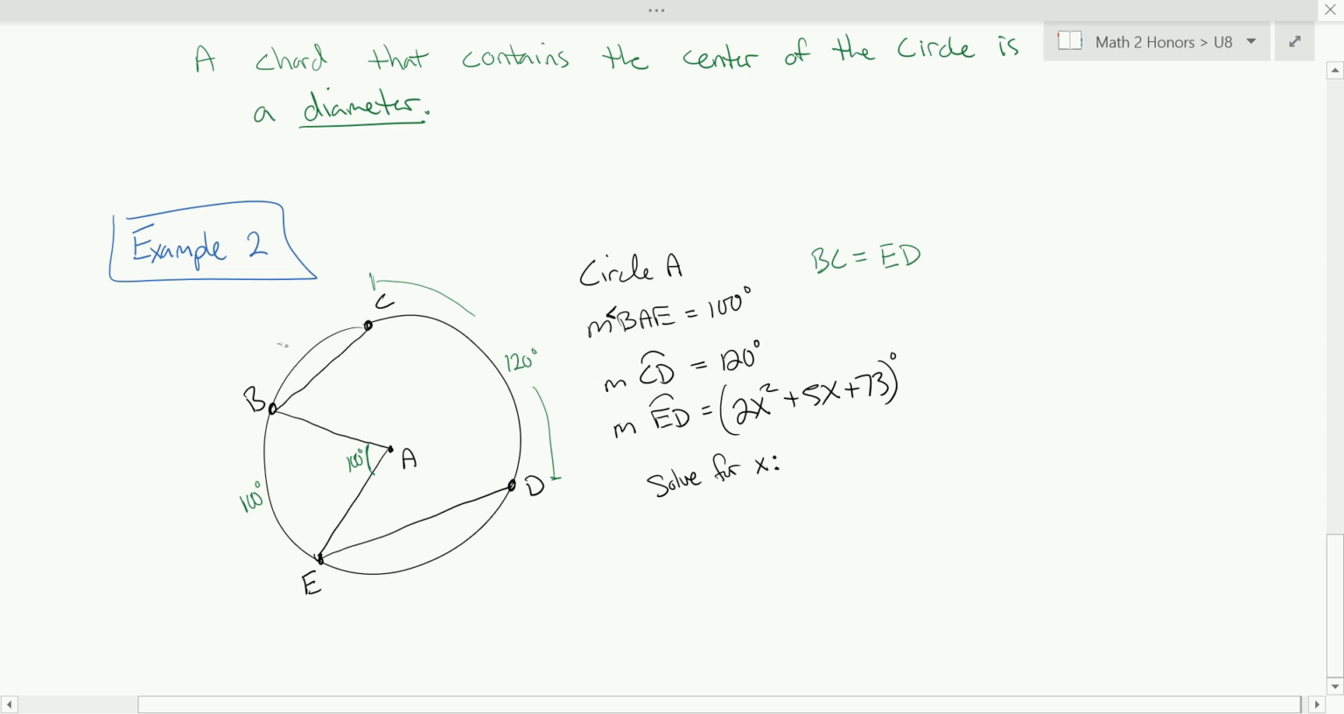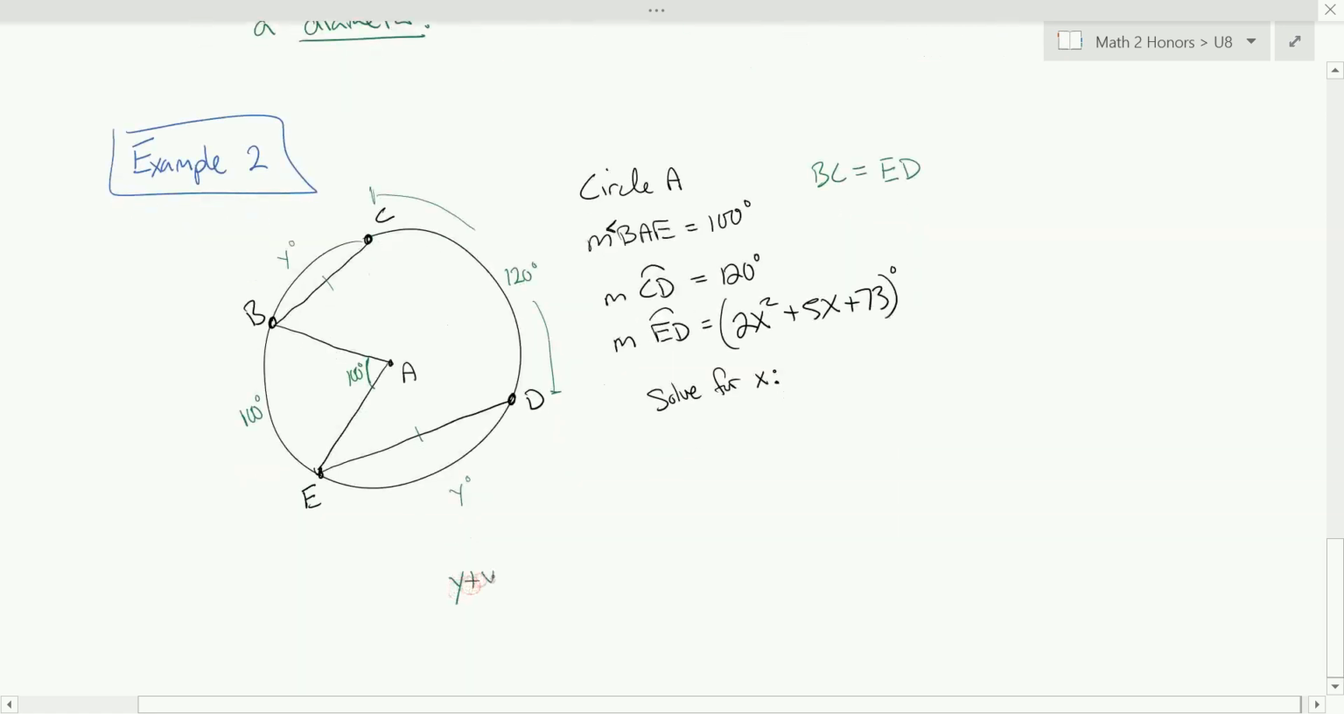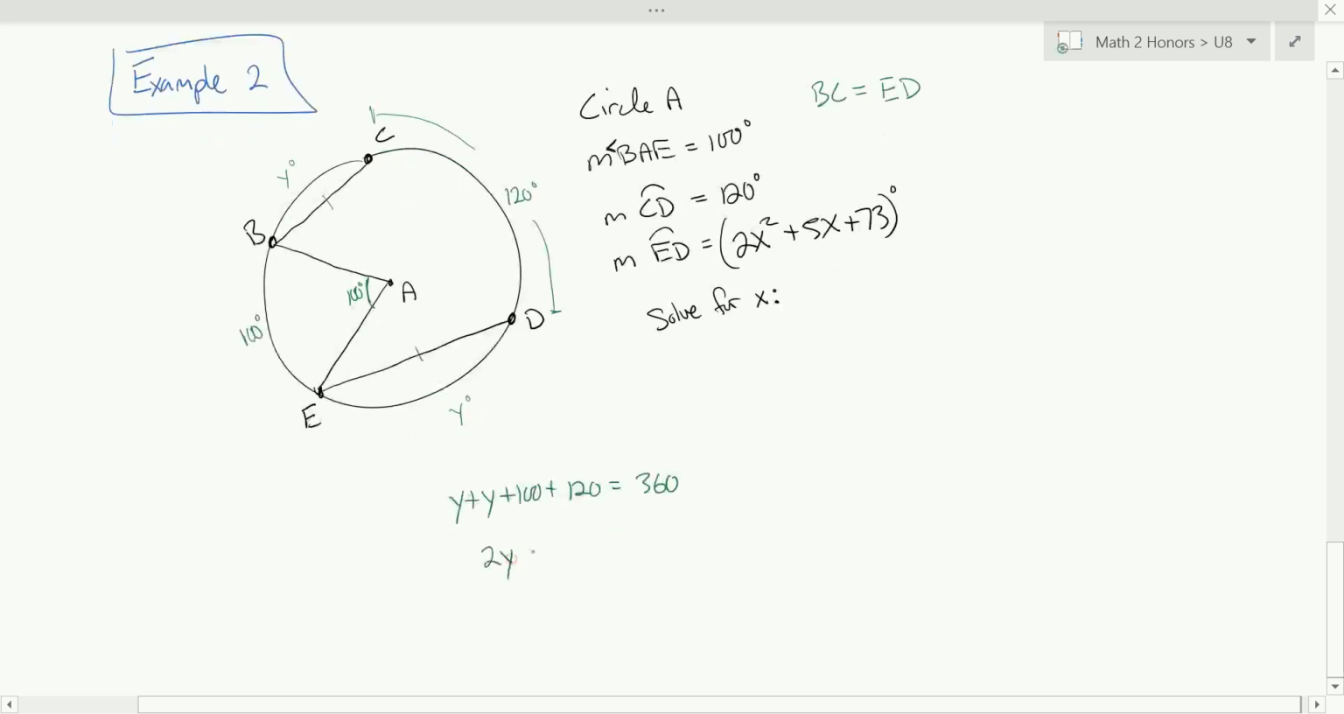So BC, let's call that y degrees right now, and this is also going to be the same, right? Because these are both congruent to each other. And so if we add up all four of those arcs, we get 360. So we could solve for y. So y plus y plus 100 plus 120 is 360. So 2y plus 220 is 360. 2y is 140. y is 70. So we get 70 degrees for each of those.